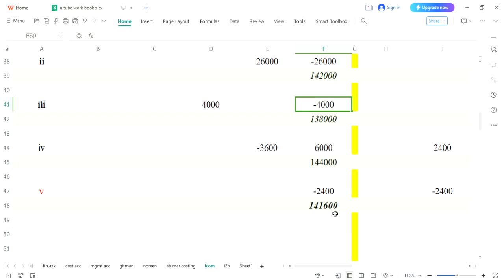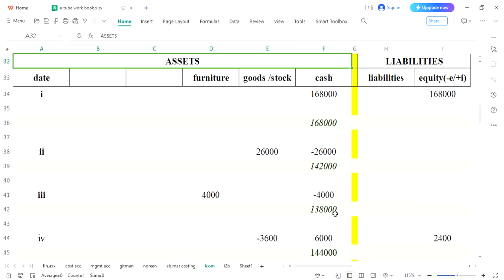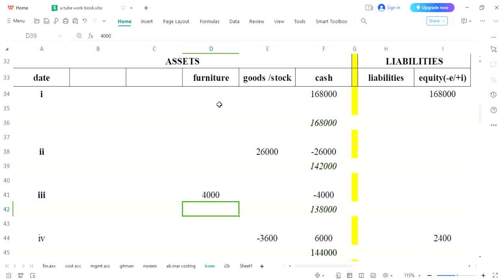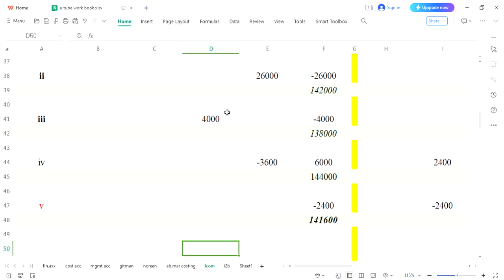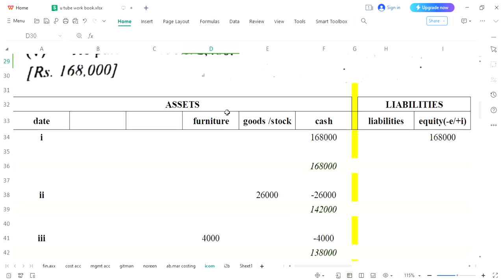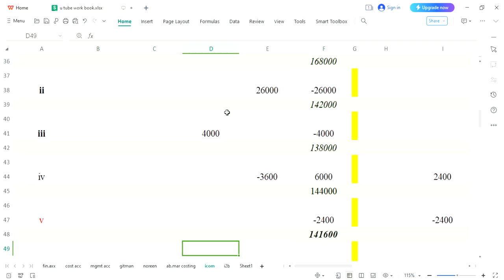So hopefully you have understood. You will calculate total of each transaction. When you will complete one transaction, you will make sum. Now we are going to calculate sum of furniture. Since there is no entry present over here, only 4,000. You can see that furniture we do have just 4,000. So its total we can write directly 4,000.